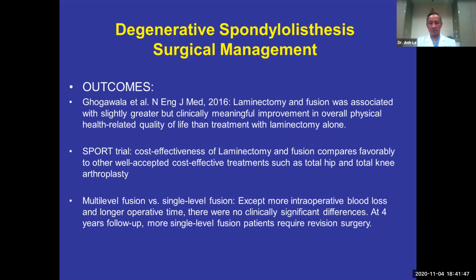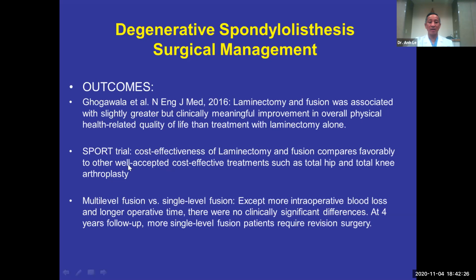So what are the outcomes for surgical treatment of spondylolisthesis? Weinstein published in the New England Journal of Medicine in 2016, and he concluded that laminectomy and fusion was associated with slightly greater but clinically meaningful improvement in overall physical health-related quality of life than treatment with laminectomy alone. Right? So to summarize that, laminectomy and fusion in treating spondylolisthesis is better than laminectomy alone.